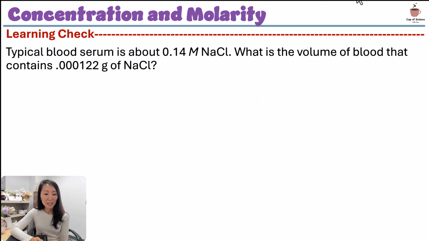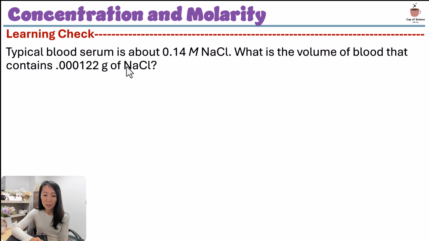Next question says, typical blood serum is about 0.14 molarity of sodium chloride. What is the volume that contains 0.000122 grams of sodium chloride? So here it's actually giving you the concentration. It's asking for volume. It contains some grams of sodium chloride.